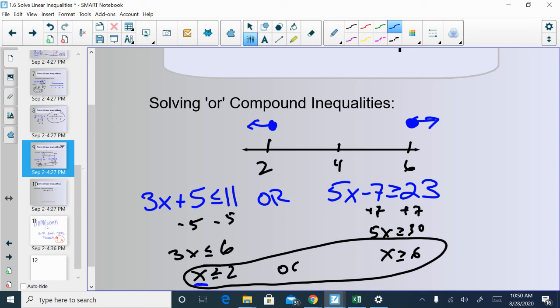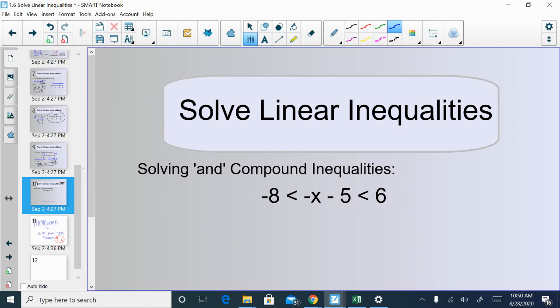Notice that my x's were both first. I didn't have like 6 is less than or equal to x. If I wrote that as my final answer, I would be wrong. I would be a Boolean take off some things there.